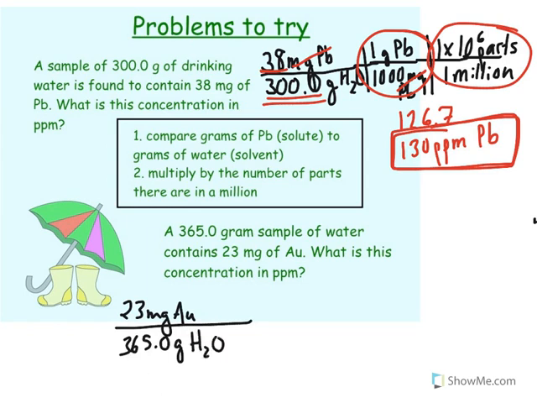Okay? And then the next part that we did is we changed our milligrams of gold to grams of gold, so we're comparing grams to grams. So there's 1,000 milligrams in 1 gram.